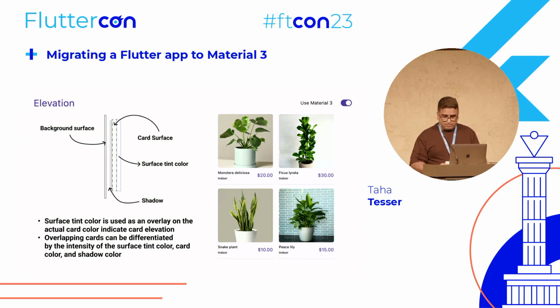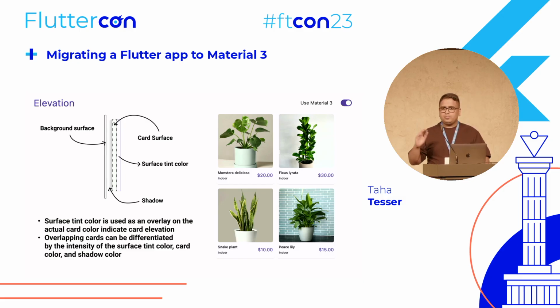In Material 3, there is something called surface tint color, which confuses a lot of people. They say, I provided a red color to my card, but it does not look exactly red. It looks more red. Why is that? The reason is Material 3 also has the same surface, but it has an overlay on top of the card color. This overlay indicates how much the card is elevated.